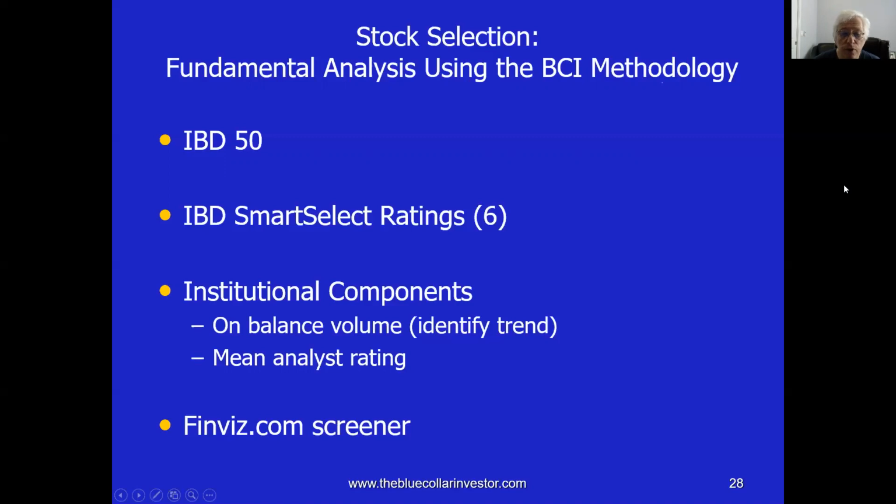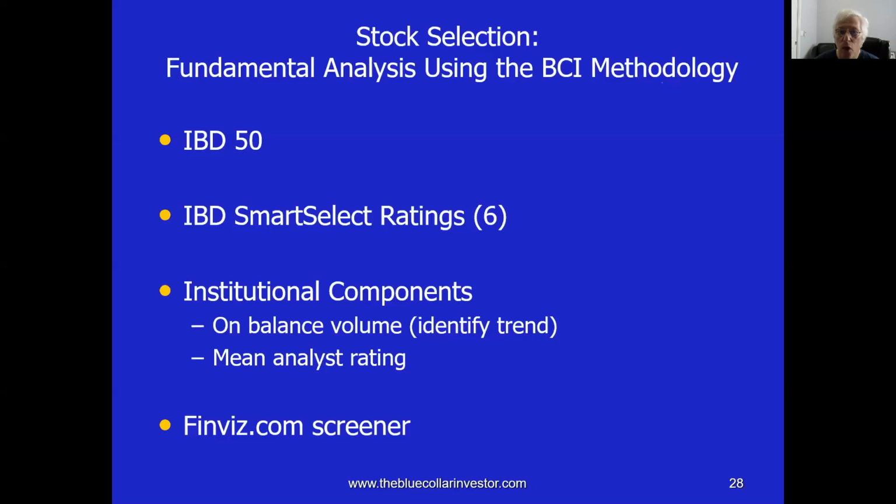Recently, we've also added two institutional components to our screening process. On-balance volume, where the volume on up days is added and the volume on down days is subtracted. That creates a line, and we'd like to have an uptrending line just to confirm the bullish sentiment of a stock. We've also added the mean analyst rating, which is a consensus of analysts that follow a particular company. So the analysts speak to people within the company, they look at the financial statements, and then they make an analysis whether they're bullish or bearish on the stock. And the consensus results in the mean analyst rating, or MAR.